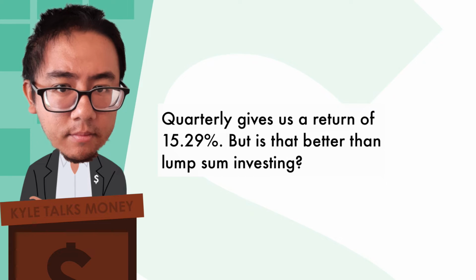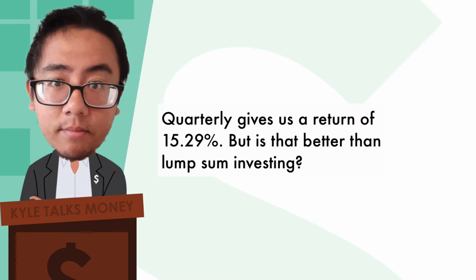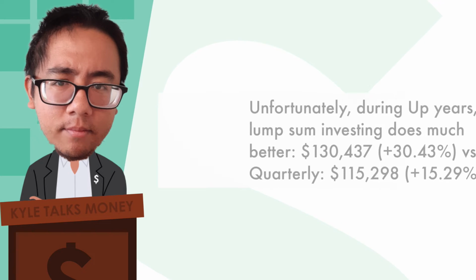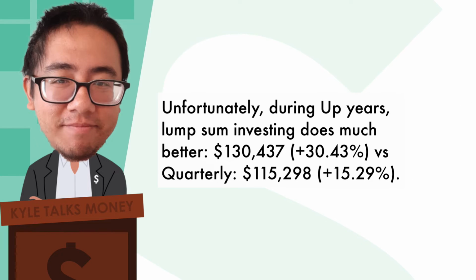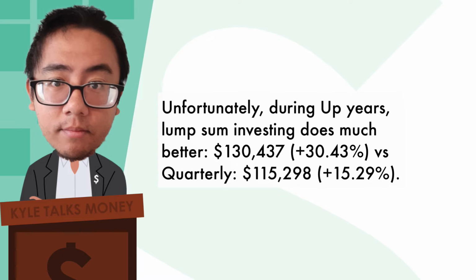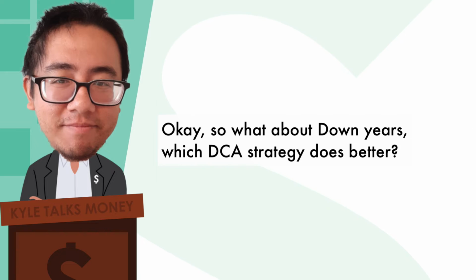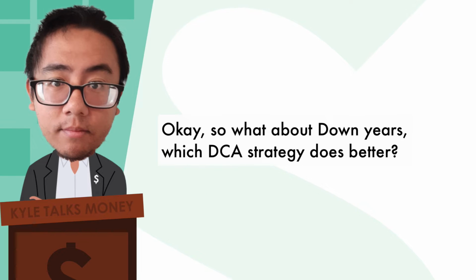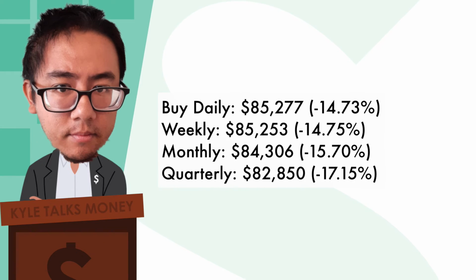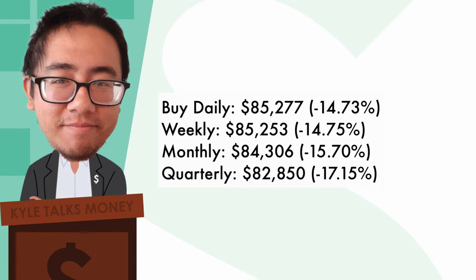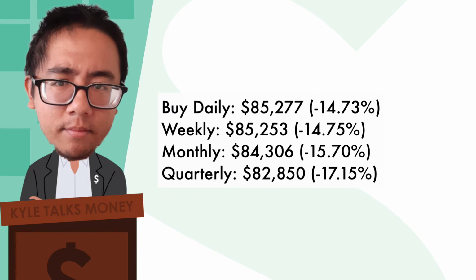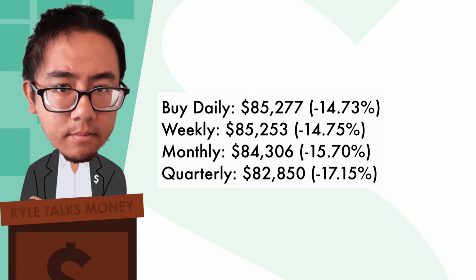Quarterly gives us a return of 15.29%, but is that better than lump sum investing? Unfortunately, during up years, lump sum investing does much better, 30.43% versus 15.29% for quarterly. Okay, so what about down years? Which dollar cost averaging strategy does better? Daily, you lose 14%. Weekly, you lose 14%. Monthly, you lose 15%. And quarterly, you lose 17%.